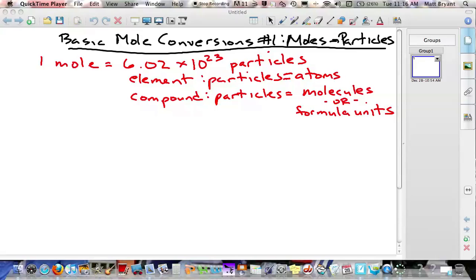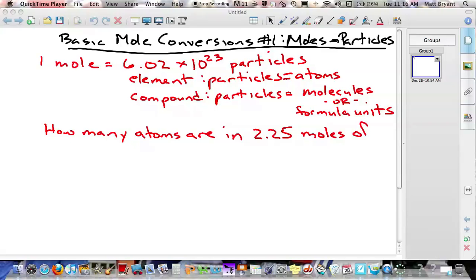So, let's look at an example. I'm going to give you an example just off the top of my head, and I'm going to ask you to find out how many atoms are in 2.25 moles of, let's say, oxygen. So now we're just talking about elemental oxygen, just single oxygen atoms. You will remember that oxygen is usually written as O2, but in this case I just want to know how many oxygen atoms we have in 2.25 moles of elemental oxygen, straight up O.